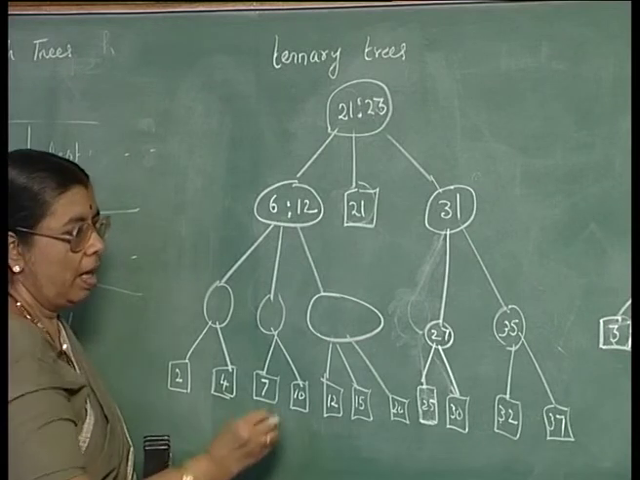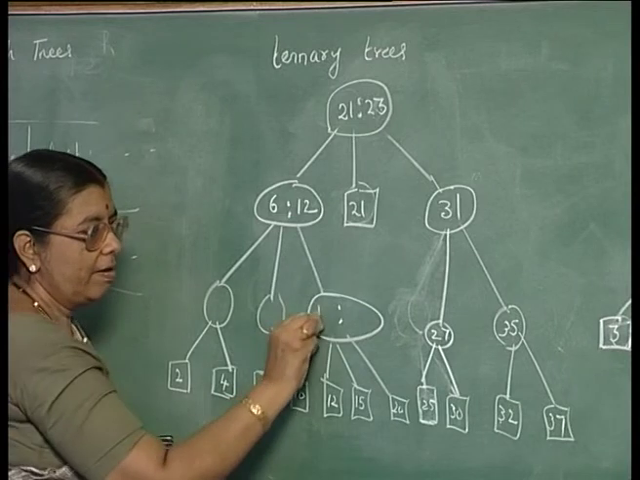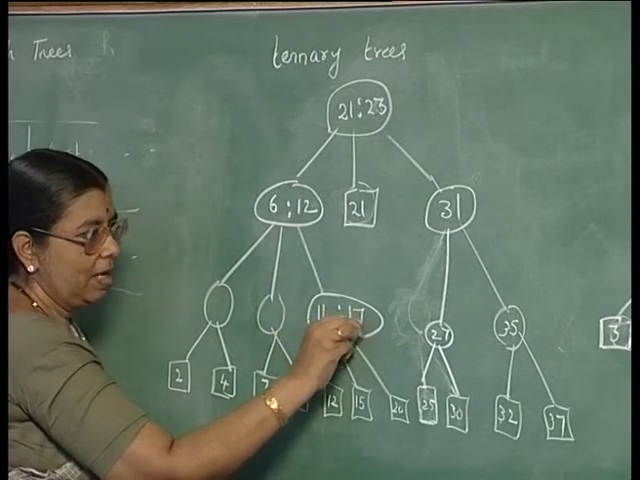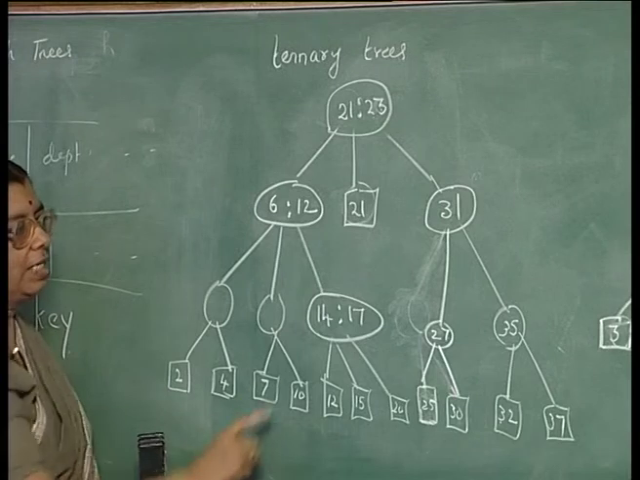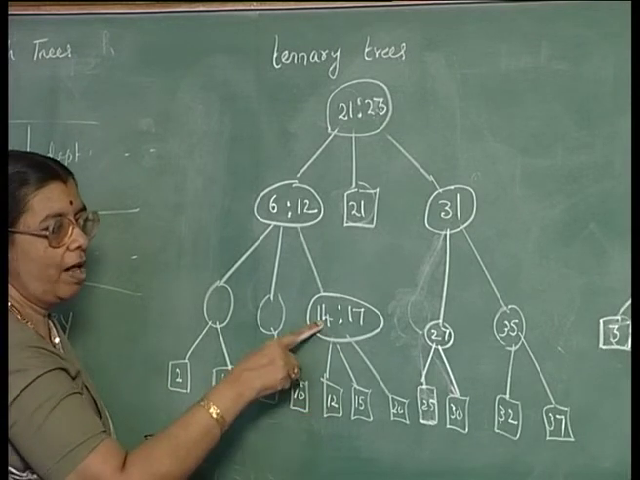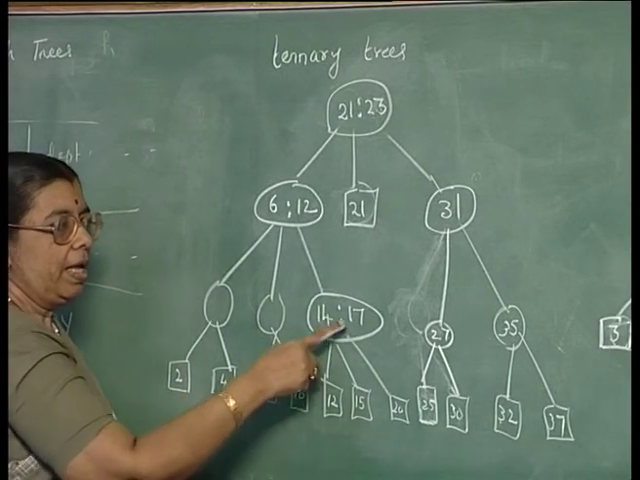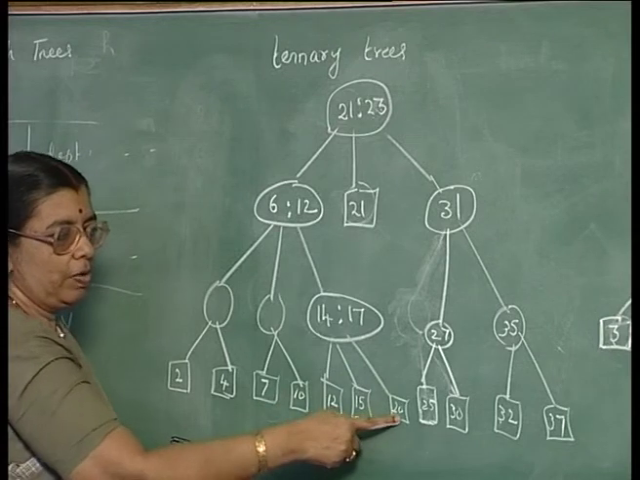So, here there should be 2 discriminating values. I can have something like 14 and 17. All values less than 14 will go to the first tree. All values greater than or equal to 14 but less than 17 will go to the middle subtree. Greater than or equal to 17 will go to the right subtree.